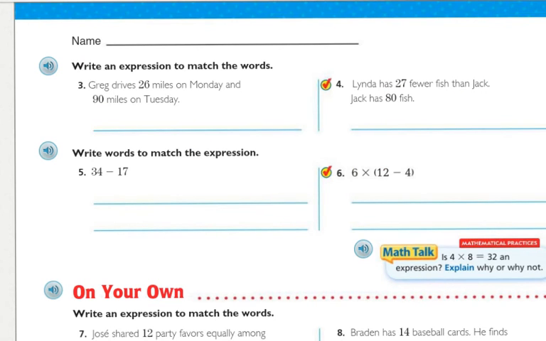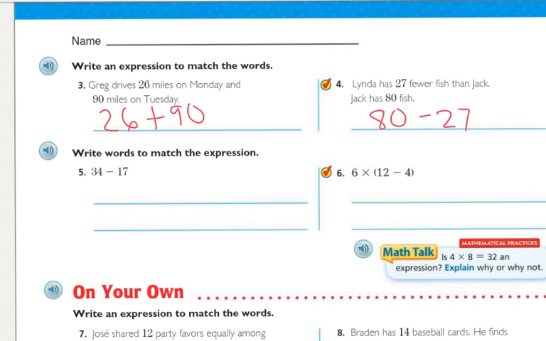Write an expression to match the words. Greg drives 26 miles on Monday and 90 miles on Tuesday. So we've got our 26 miles plus our 90 miles. All right, pretty easy on that one. Lydia has 27 fewer fish in the tank than Jack, and Jack has 80 fish. So if Jack has 80 fish and Lydia has 27 less than that, that's going to give us our expression.